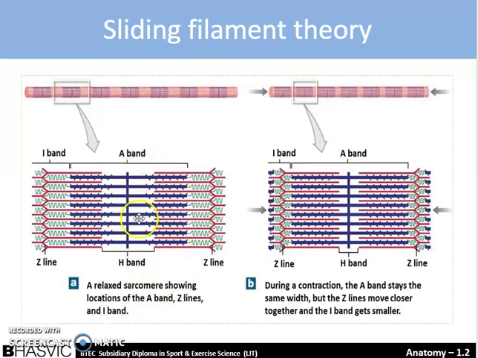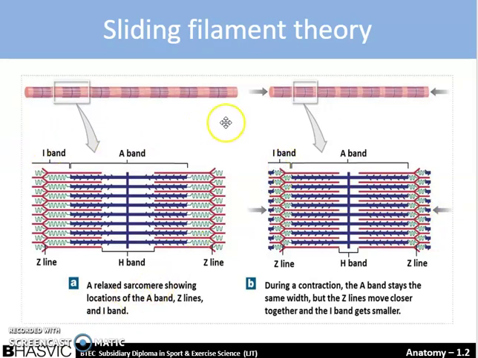This is the relaxed sarcomere at rest, showing the locations of the A band, Z lines, and the I bands. During the contraction, the A band stays the same width, but the Z lines move closer together as the I band gets smaller in width.